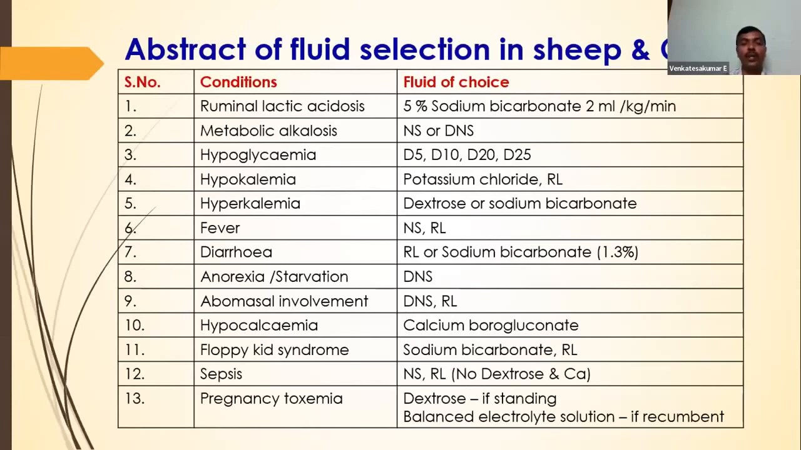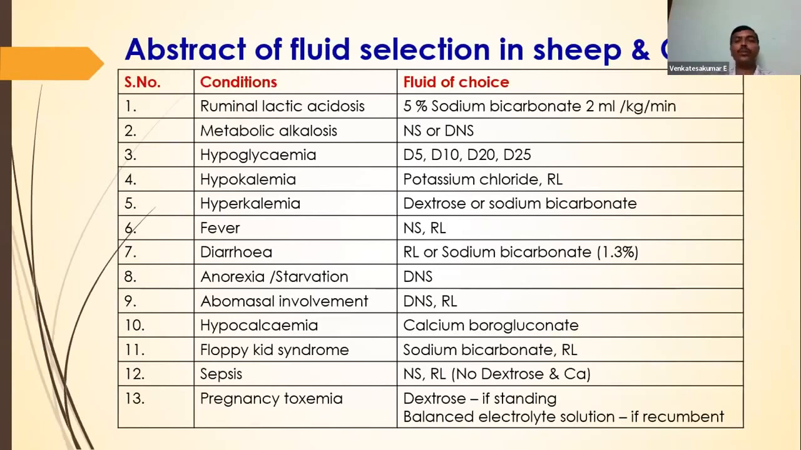Fever, usually fluid therapy with either NS and RL. In fever cases, the metabolism is already more, so dextrose-containing solution may be avoided, but there is no strict rule to avoid. If it is given, there may be a little elevation of temperature, but that is not going to cause any harm. And diarrhea, there is a loss of potassium, sodium, chloride, and bicarbonate. So you need to give an alkalinizing solution, sodium bicarbonate 1.3% or Ringer's lactate.